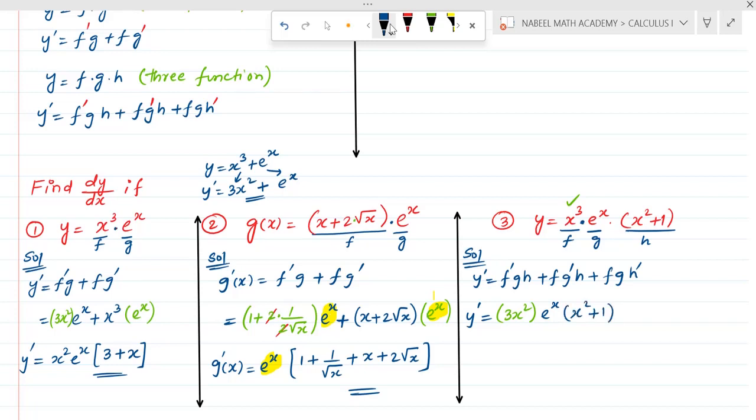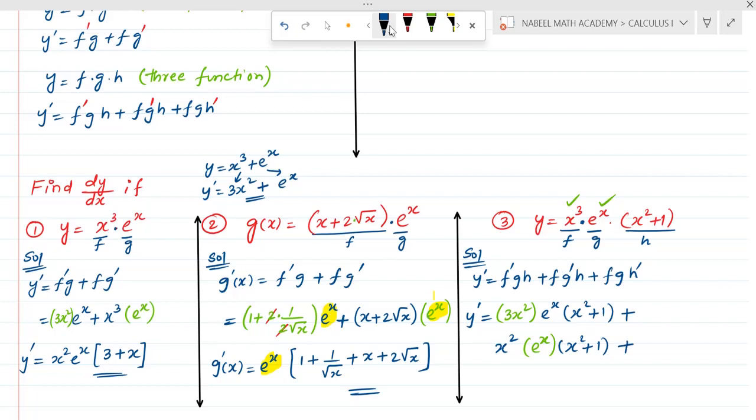The first term is over. Plus, what about the second term? For the second term, x square and x square plus 1 is fixed. What is the derivative for g? The derivative for g is e power x. Then plus, the second term is over.